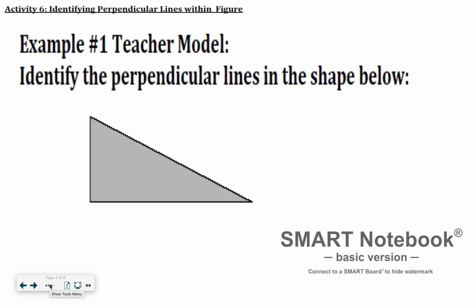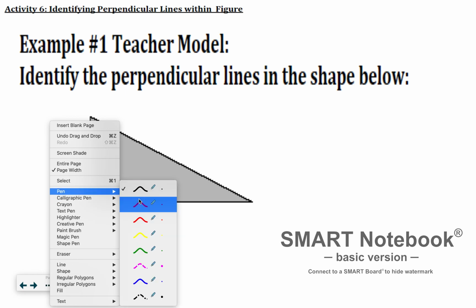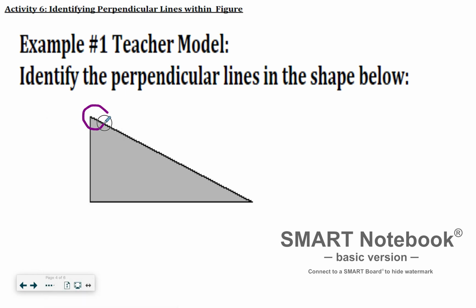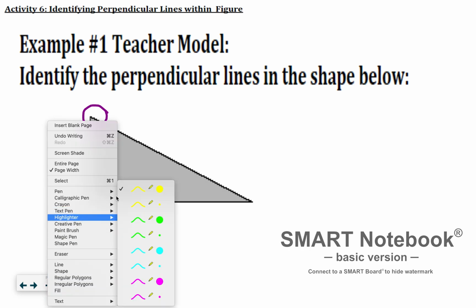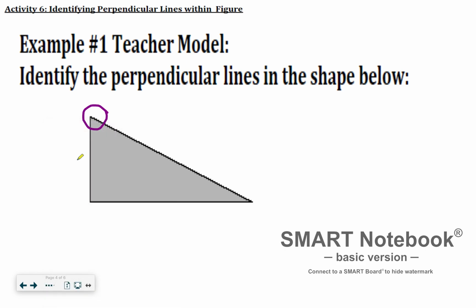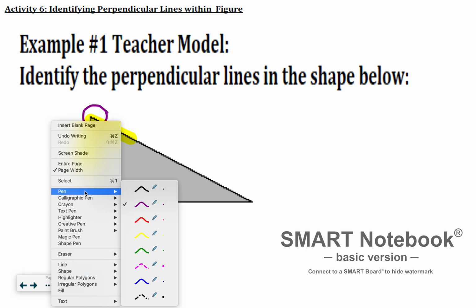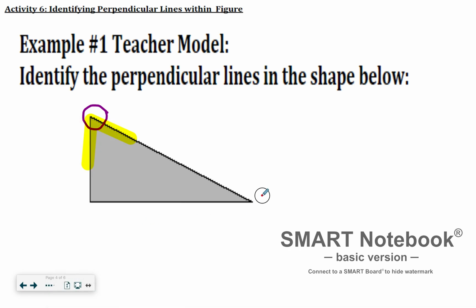Okay, let's start by looking at the top corner. And I'm circling it. Let's look at that. Do these two lines that I'm highlighting appear to create a right angle? Is that corner a perfect L? It looks like an acute angle. So those two lines that I highlighted do not intersect and form a right angle, which means they are not perpendicular.